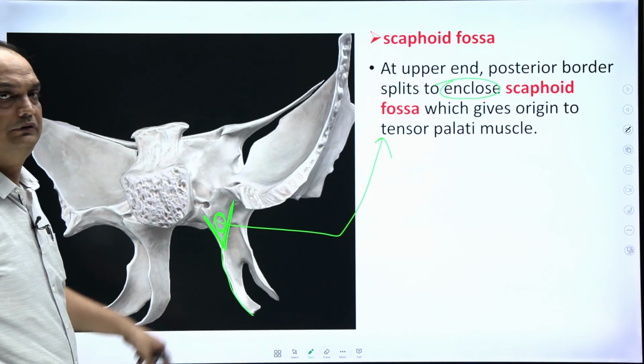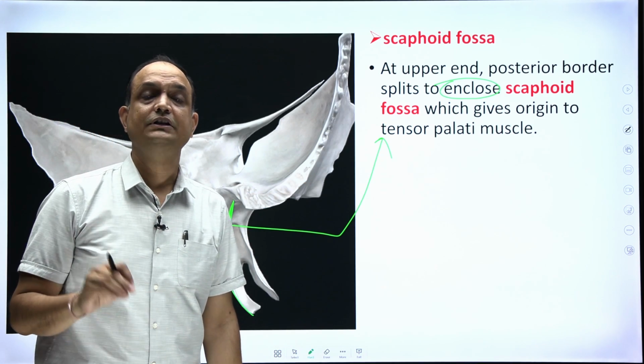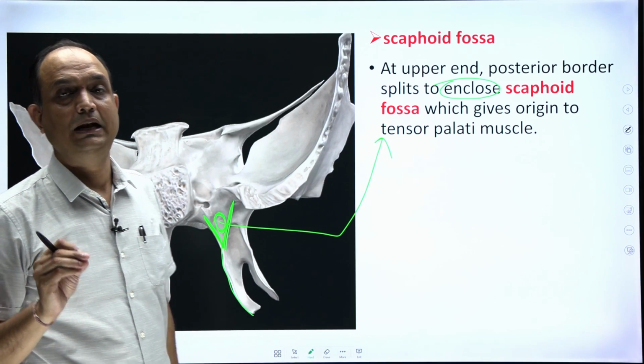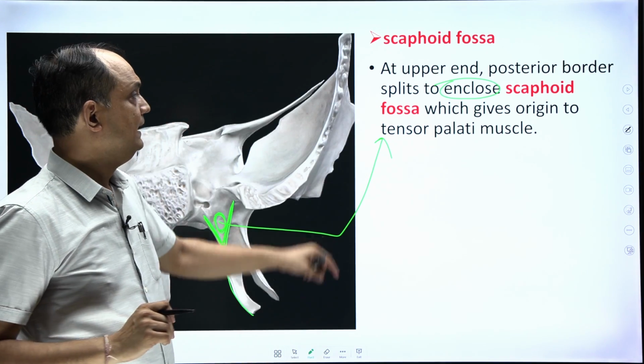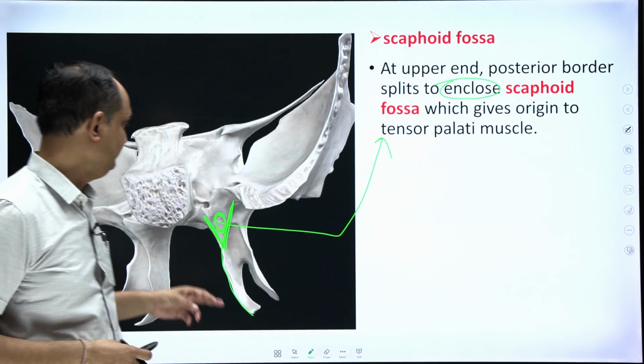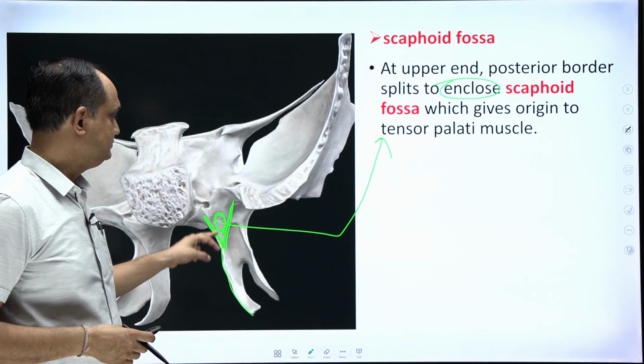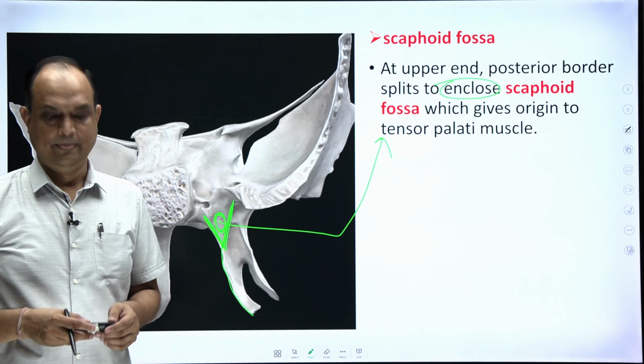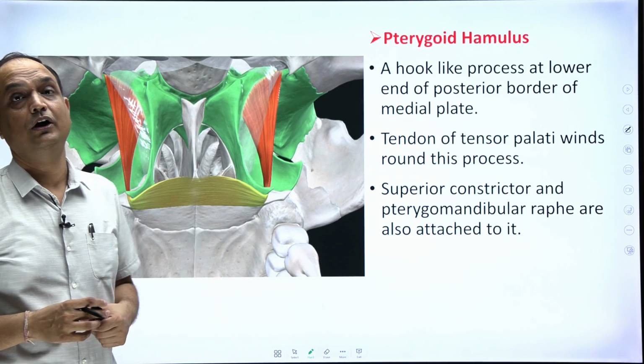This scaphoid fossa is one of the areas which gives rise to the origin of tensor palati or tensor veli palati. So tensor palati or tensor veli palati is related with this area which is known as scaphoid fossa. Then what is the next? Pterygoid hamulus.